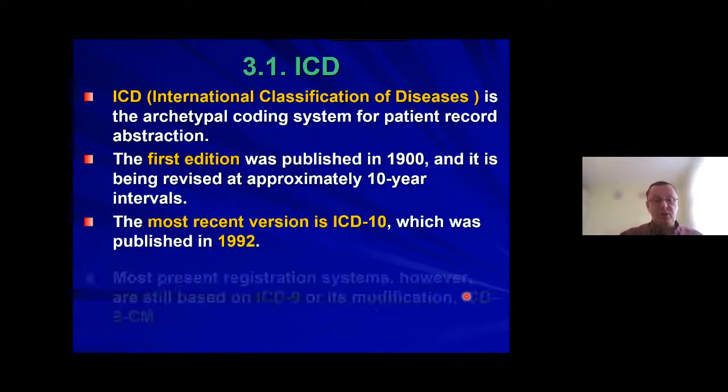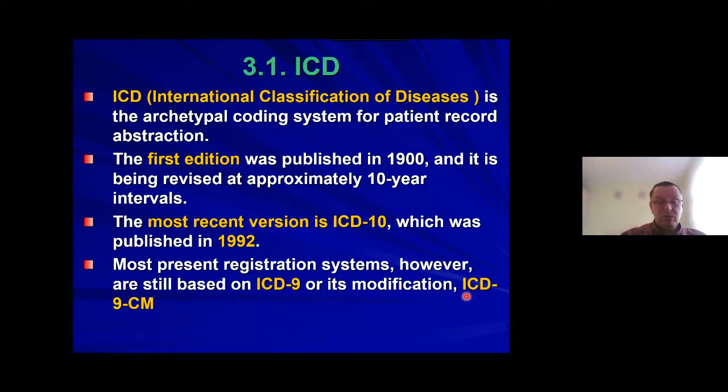Sometimes a hospital doesn't have this advanced information technology system. Okay, now back to ICD, the International Classification of Diseases, the archetypal coding system for patient record abstraction. The first edition was published about 120 years ago, and it was typically revised at intervals of under 10 years, now much less. The most recent version is already ICD-11, but it's not fully adopted, and three editions are still in use: ICD-9, ICD-10, and ICD-11.